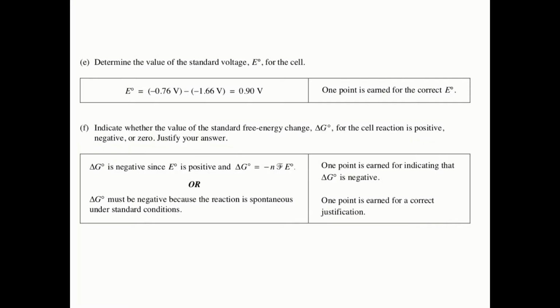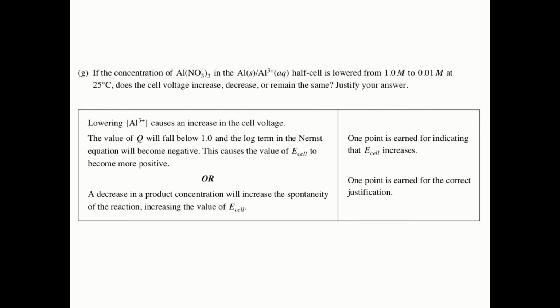Now be careful, a lot of people forget to put volts for their units, so just be careful with that. Indicate whether the value of the standard free energy is positive, negative, or 0. Well, since your cell potential is positive, delta G is going to be negative, okay, and therefore it's going to be spontaneous. So you got 1 point for indicating that your delta G was negative and 1 point for your correct justification. So either noting the fact that your cell potential is positive and therefore delta G is negative, or noting that the reaction itself is spontaneous and therefore delta G would be negative. So that's 2 points.